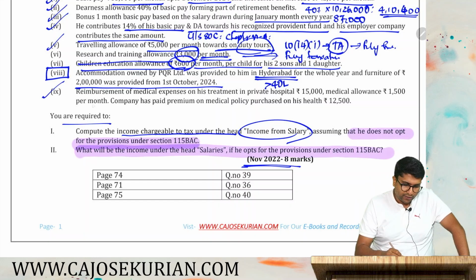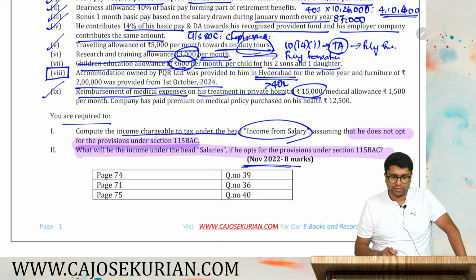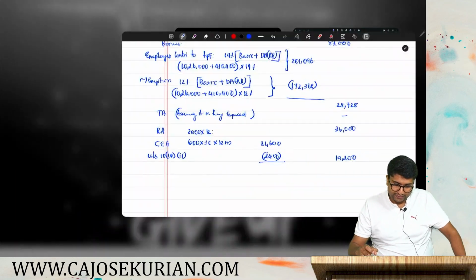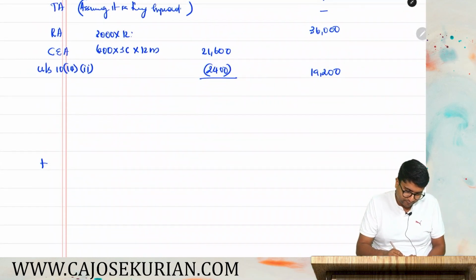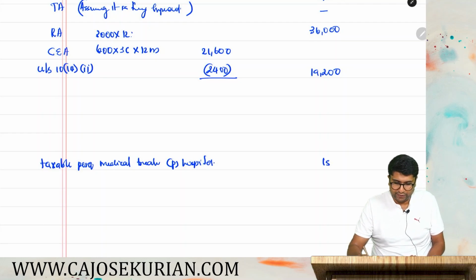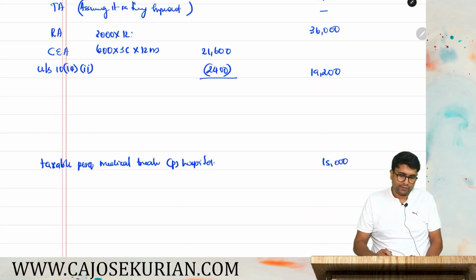Then next one, reimbursement of medical expenses on treatment in a private hospital, 15,000. That is definitely a taxable perquisite. Taxable perquisite, medical treatment in private hospital. How much is that medical expenditure, friends? 15,000. That is definitely a taxable perquisite.